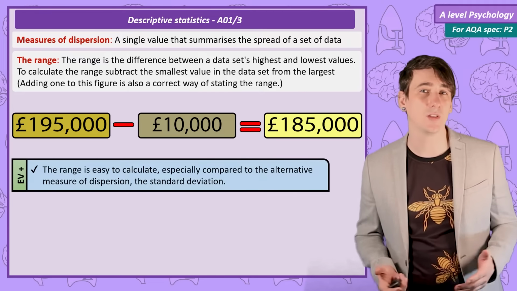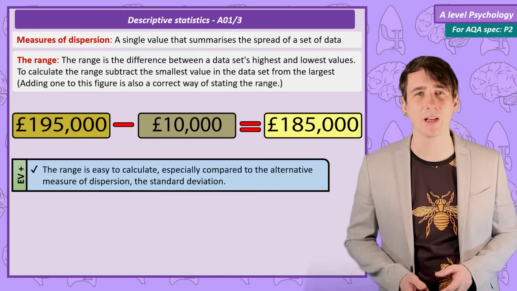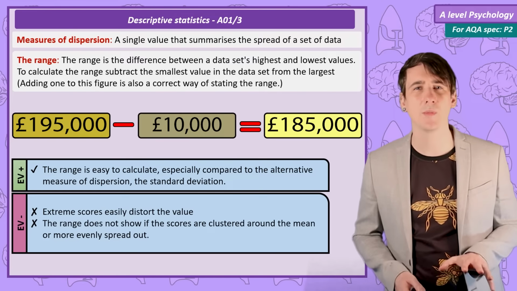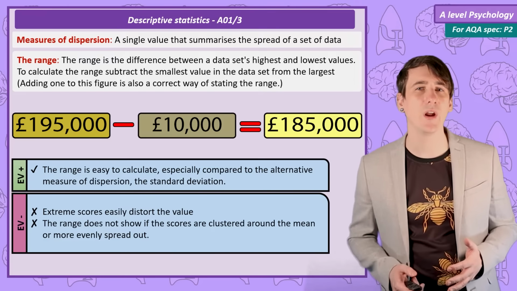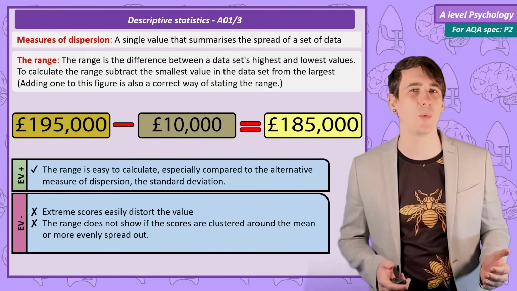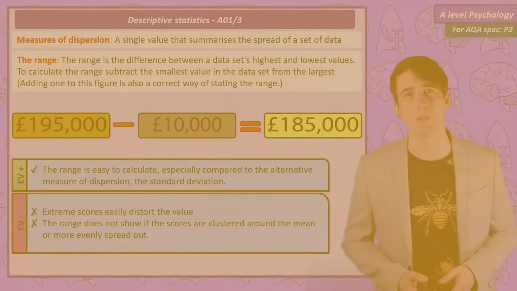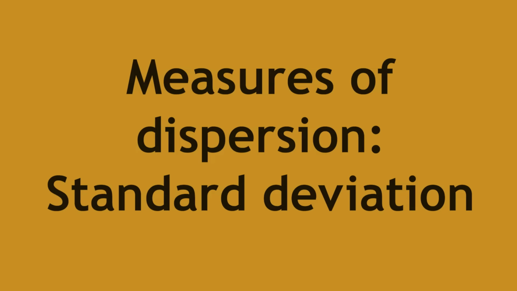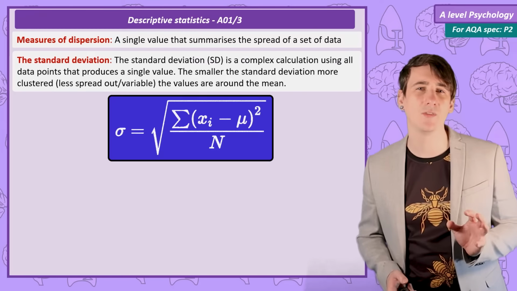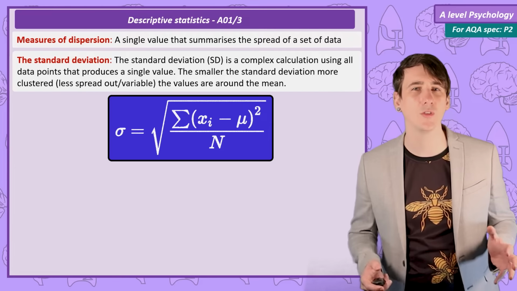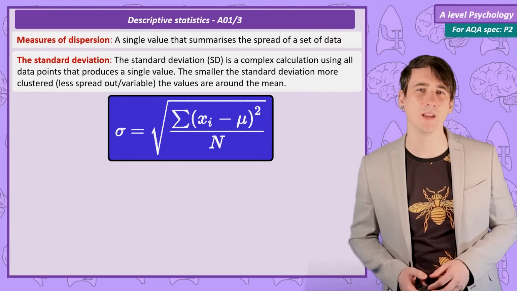Well, a positive is the range is clearly very easy to calculate. However, the main criticism of the range is extreme scores easily distort its value, and the range doesn't show if the scores are more spread out or are clustered around the mean. Standard deviation. The standard deviation is a much more complex calculation and gives a value that shows how spread out or clustered the scores are around the mean value.